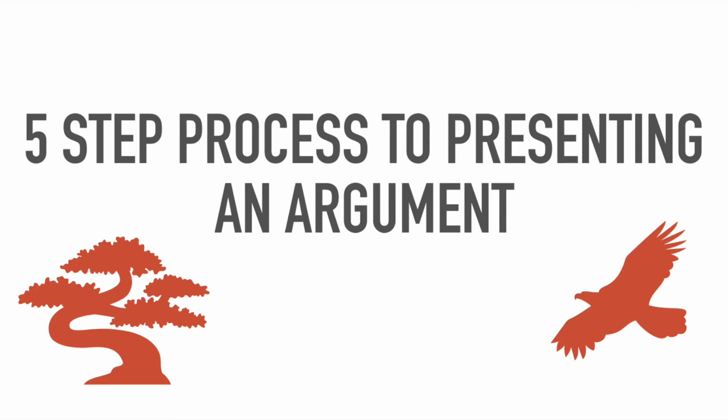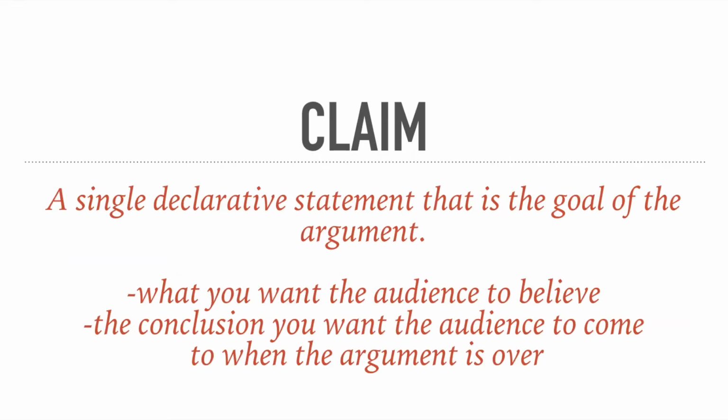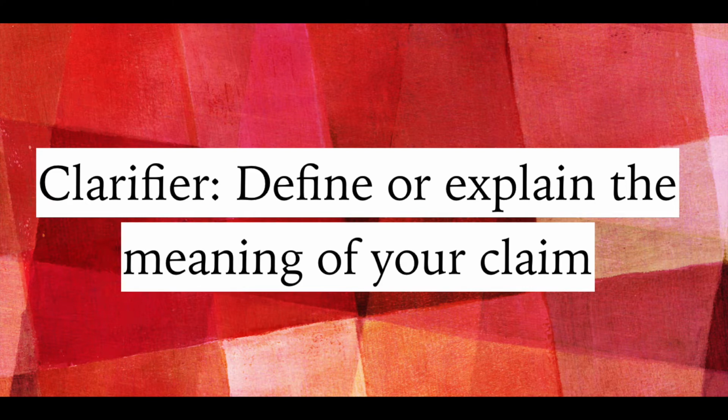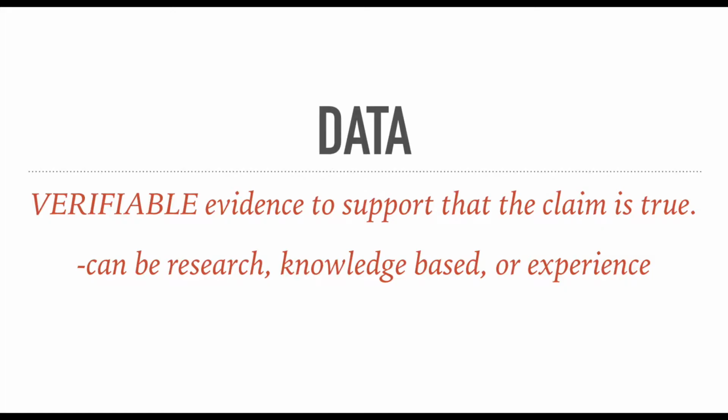Now, let's put it all together in the 5-step process to presenting an argument. First, you'll state your claim. Now remember, this is what you want the audience to conclude at the end of the argument. Next, you have your clarifier. This is an optional step that gives you the opportunity to define or explain the meaning of your claim. Then you add your data. Remember, this is verifiable data to support the claim. It can either be research, experience, or knowledge-based.